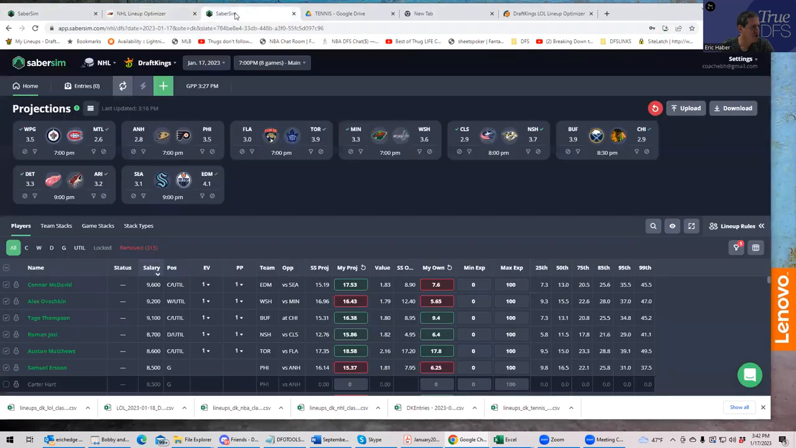Let's take a look and see what SaberSim does with their implied goals. They have Edmonton at a 4.1. They're not as optimistic on Detroit. They're a little more optimistic on Buffalo with a 3.9. Nashville pretty much the same. Toronto is up at 4. So these guys are more along the lines of Edmonton and Toronto, and the other teams aren't quite as close. I'm curious to see how my projections work out, specifically with Detroit. Nonetheless, let's pull up my sheets here.